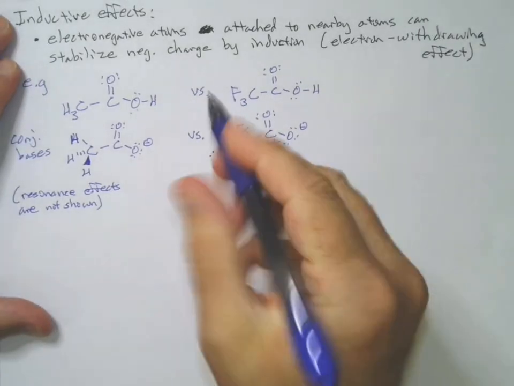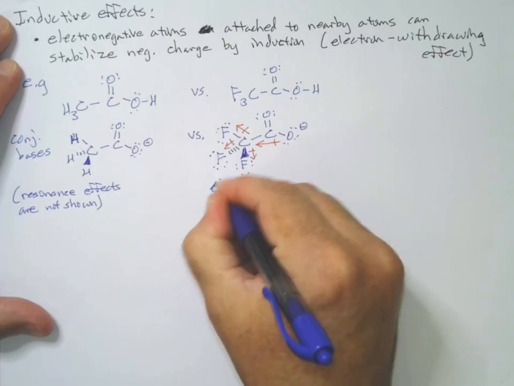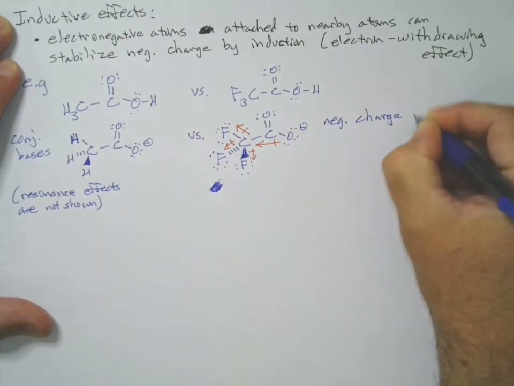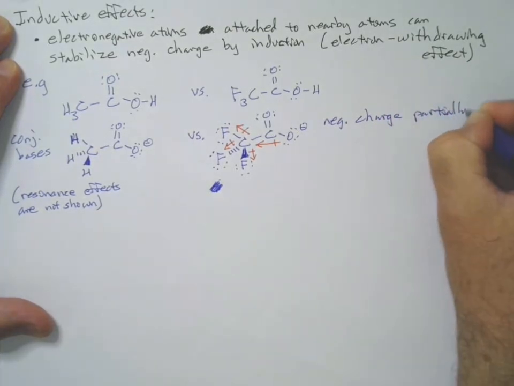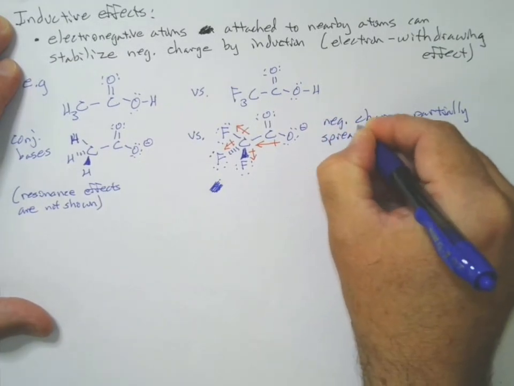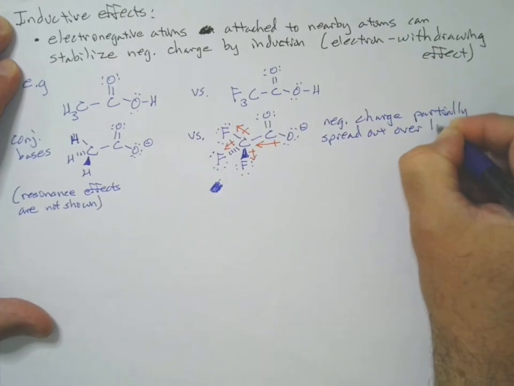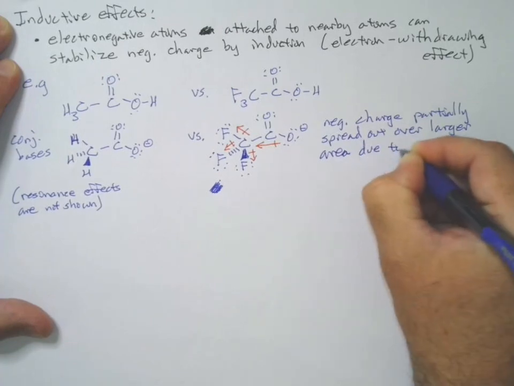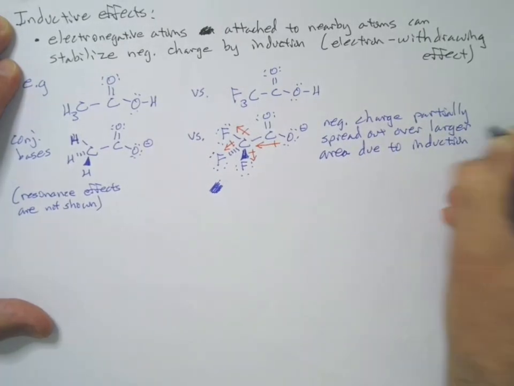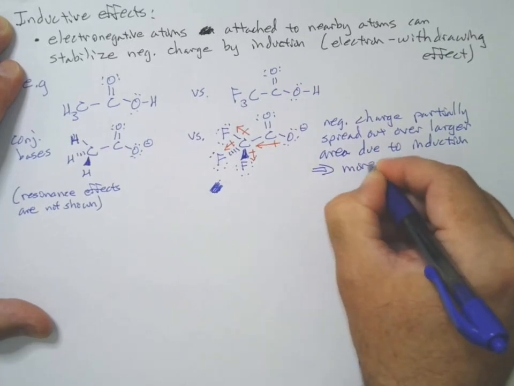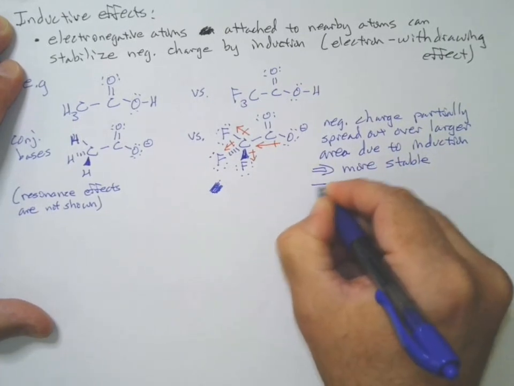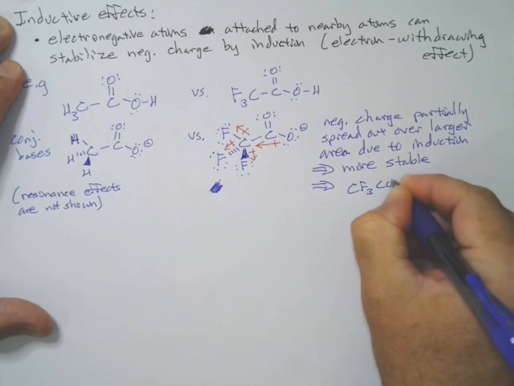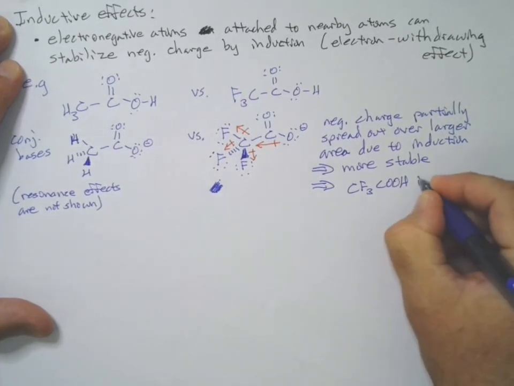So we can then write, let's write it this way. So we'll say negative charge partially spread out over larger area due to induction, which means that it's more stable, which means it came from my CF3COOH, which is the stronger acid.